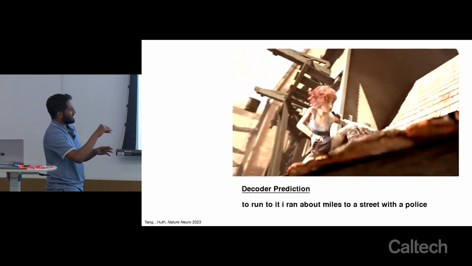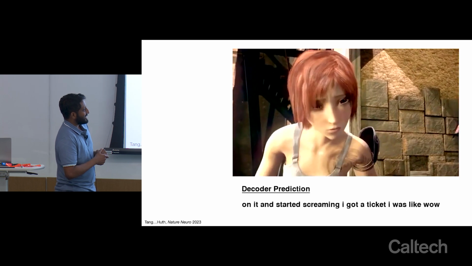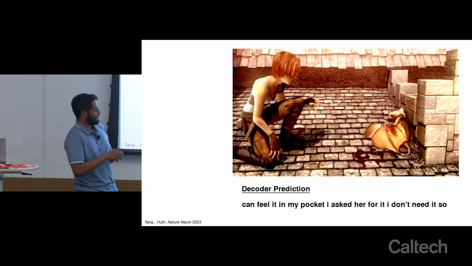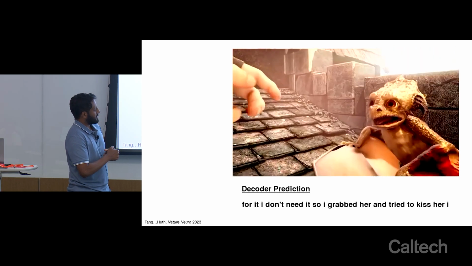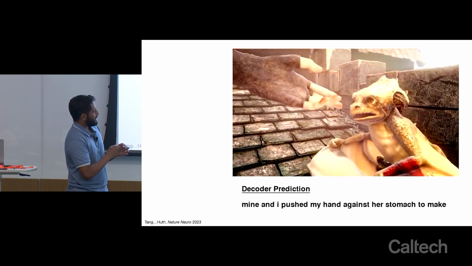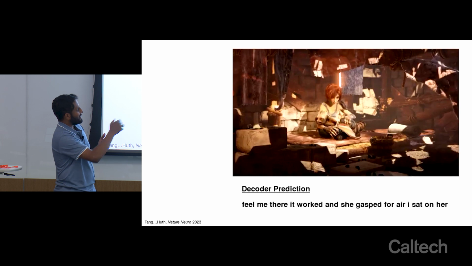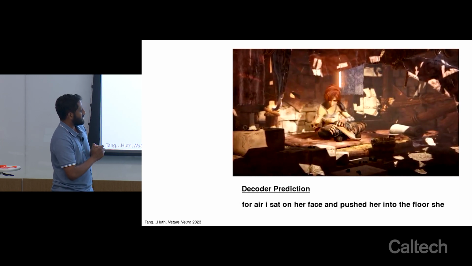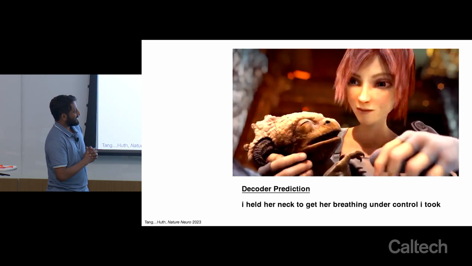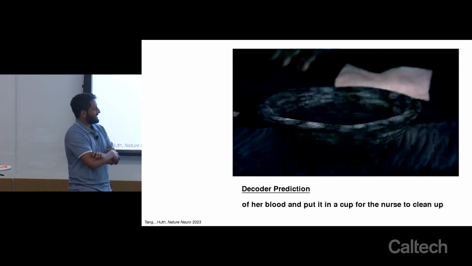So "ran," you could see she ran. It starts to become eerie when she starts interacting with this thing, like screaming. "Tried to kiss her." There's interaction with the mouth. "See their hand against her stomach." "Gasp for air." You could see the dragon gasp. "She's very weak. I held her, holding the dragon, breathing under control." "First shot of her blood." You could see the dragon was kind of bloody.